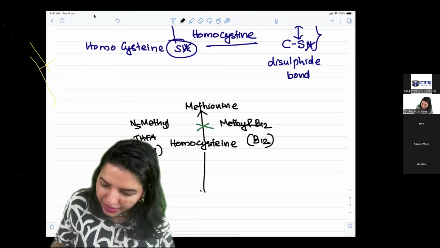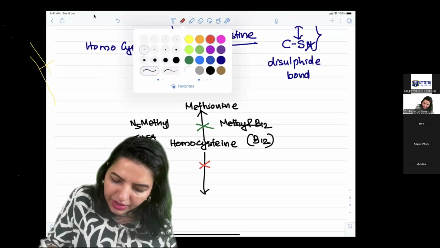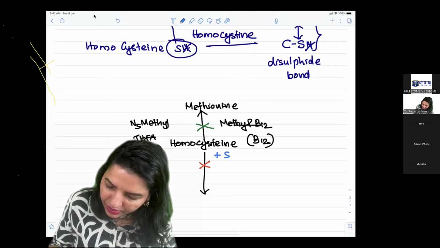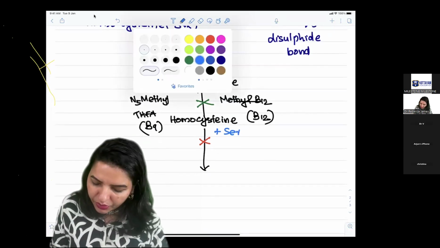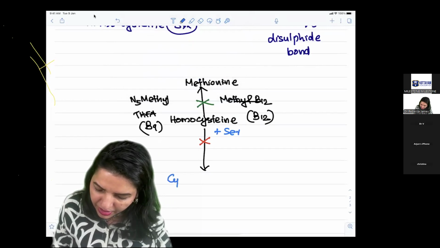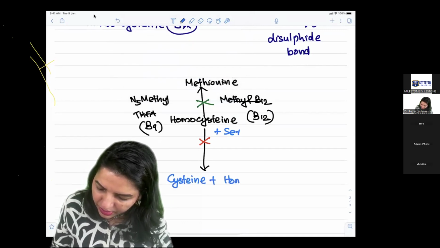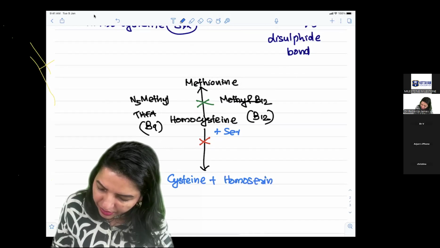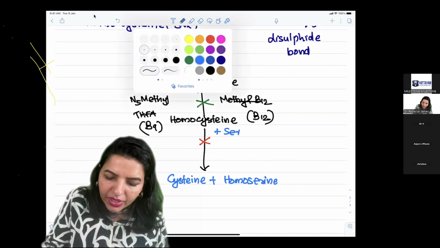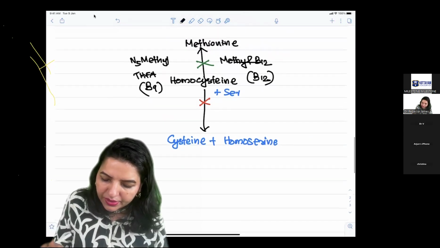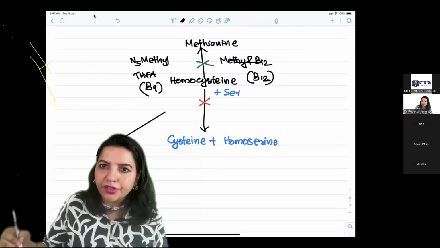If there is any defect in the downward direction, that is, it is combining with serine and it becomes cystathionine, and I'm not writing about cystathionine. I'm just writing cysteine plus homoserine. One more step is there. I'm not writing that. That's all. Okay, so we will discuss this defect first, then we'll discuss the second defect.